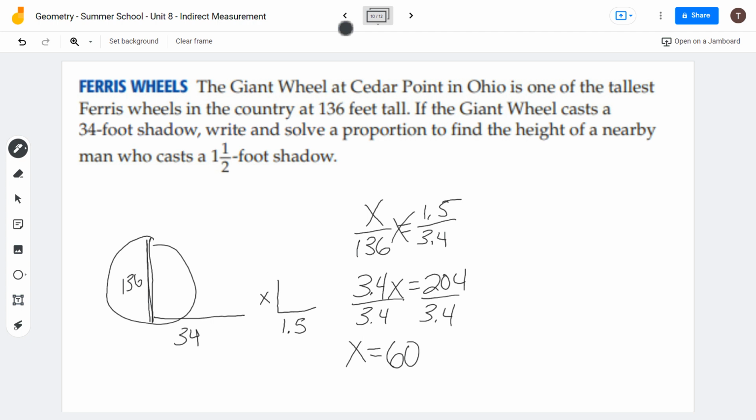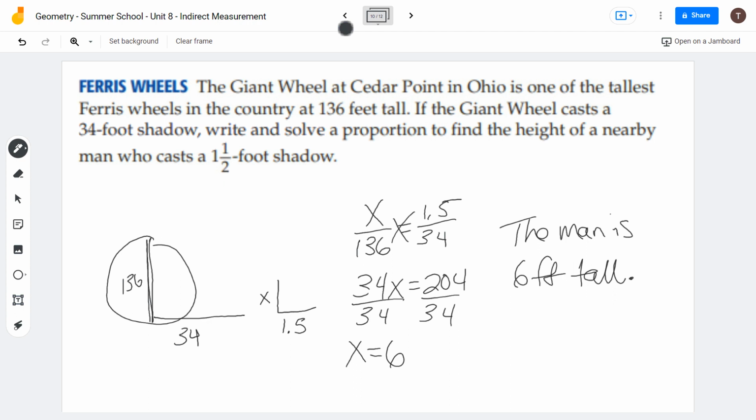So apparently the man is, oh, see what I messed up there? That wasn't 3.4. That was 34, wasn't it? I put 3.4. So let's try this again. So 204 divided by 34. See, sometimes answers don't make sense. So you got to go back and think about them. Having a 60-foot man doesn't really make sense. So I got 6 feet now. So the man is 6 foot tall. I think that makes a little more sense in context of the problem. So be careful with that.